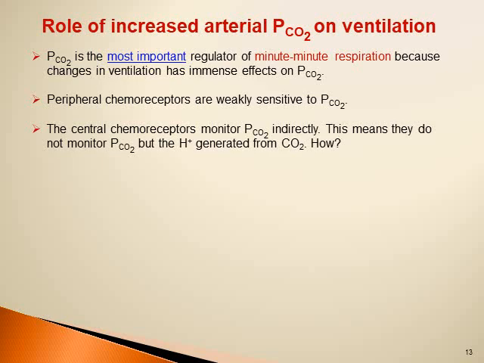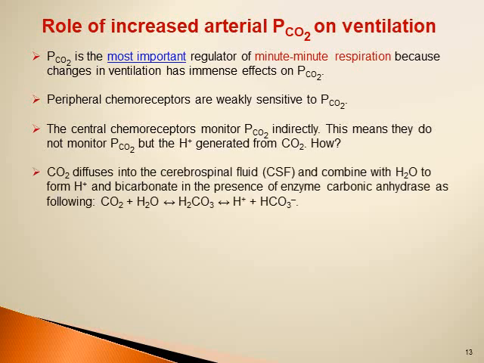As I said, carbon dioxide will be converted to bicarbonate and hydrogen, and the hydrogen will act on the central chemoreceptor. This means they do not monitor partial pressure of carbon dioxide directly, but the hydrogen that is generated from the carbon dioxide is stimulating the central chemoreceptor. And how? Carbon dioxide diffuses into the cerebrospinal fluid, which is one of the extracellular fluids, and combines with water to form hydrogen and bicarbonate in the presence of the enzyme carbonic anhydrase, as shown in the following equation.